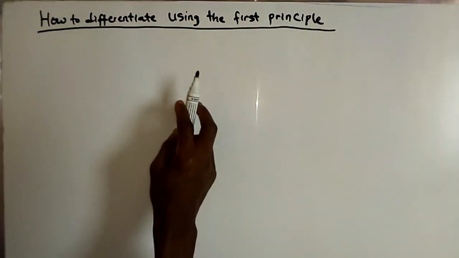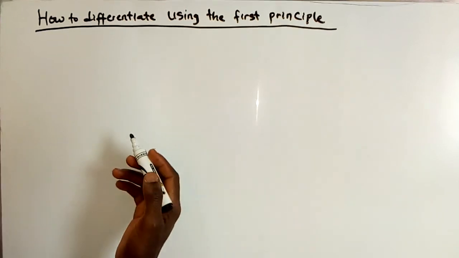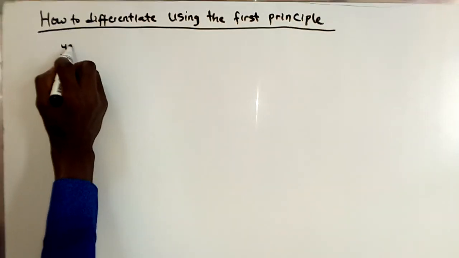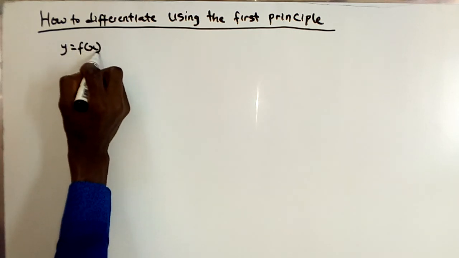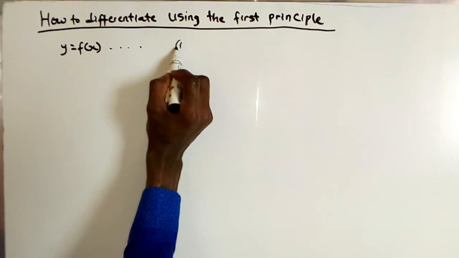How to differentiate using the first principle. So how do we differentiate by using the first principle? Now, given a function, let's say y is equal to f of s. This is y is a function of s. Let's call this our equation 1.